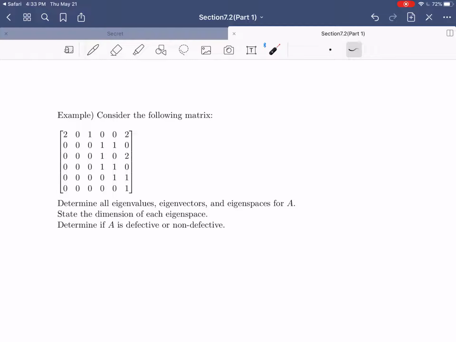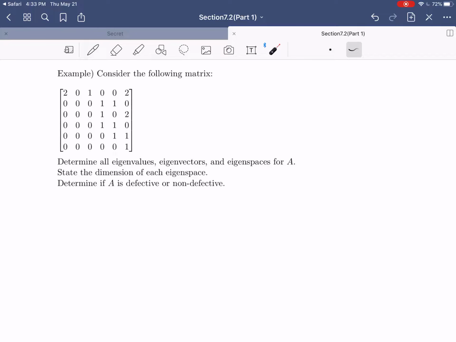Nobody wants to expand a 6x6 determinant and also deal with finding out the roots of a 6th-degree polynomial. But as you guys will see, this is very nice and easy because already you can see that it's going to be upper triangular, so things should go pretty quickly here. So as always, let's start with the eigenvalues.